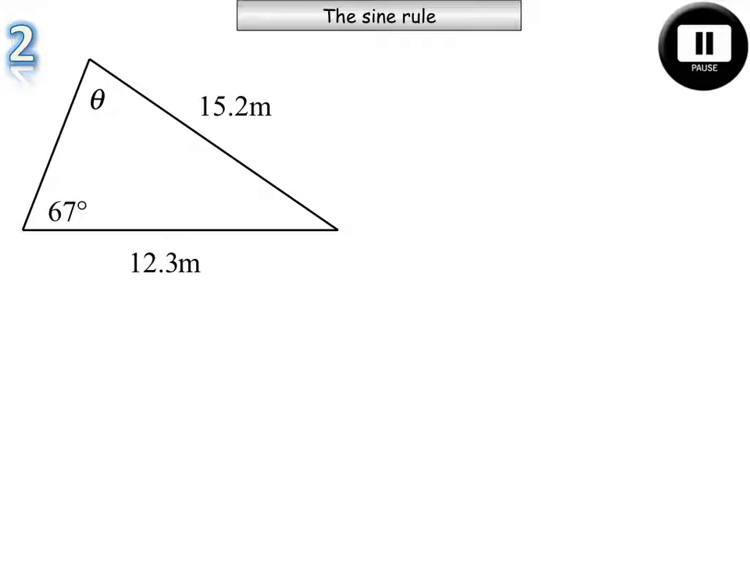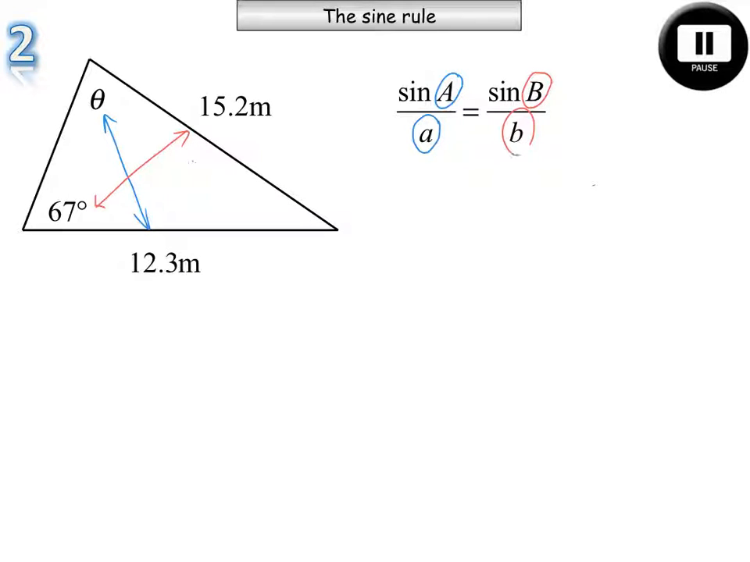Alright, question 2 is looking for a missing or an unknown angle, not a missing side. So we're not going to use the same equation as we just had a look at. We're going to use the one where the sine A is on the numerator. Here's our formula. So these are opposite each other, so theta and 12.3 will be on the same side. And we've got these two opposite each other, so that's 67 degrees, and this one is 15.2.